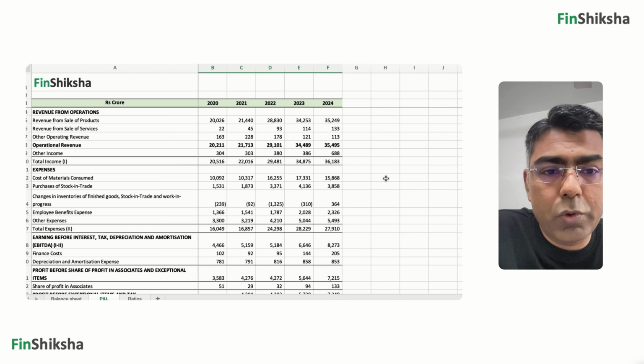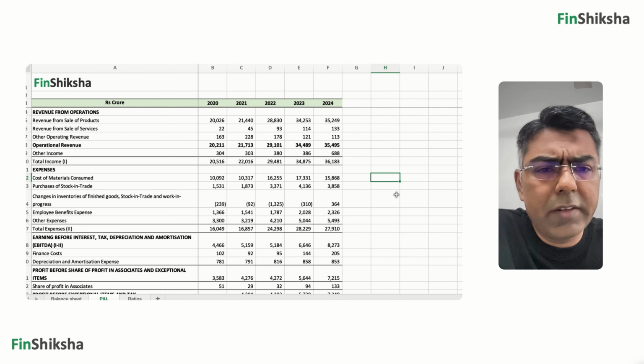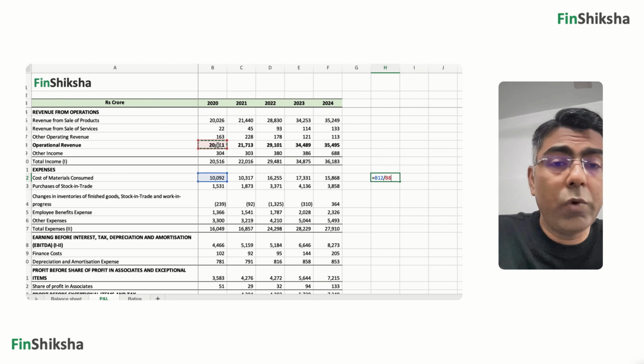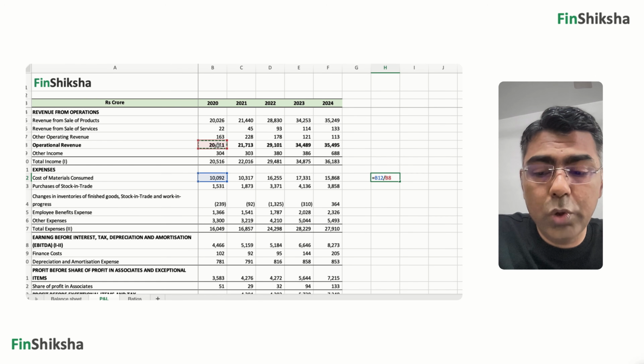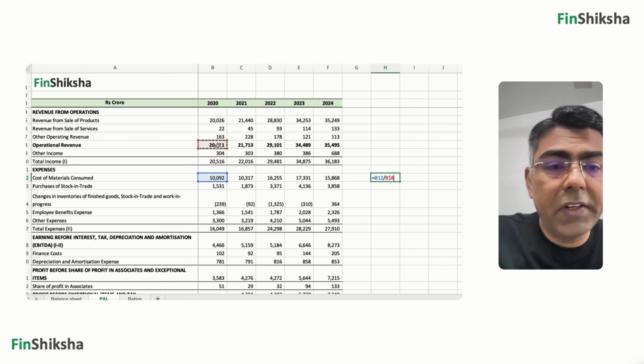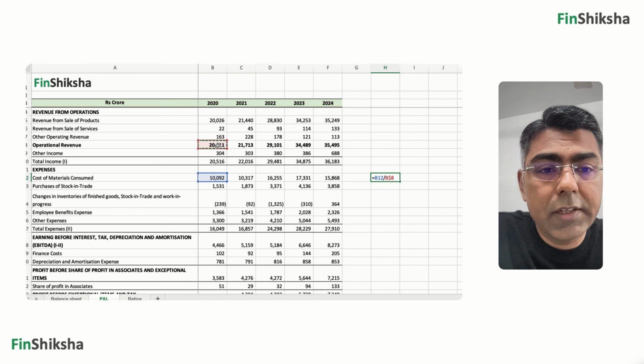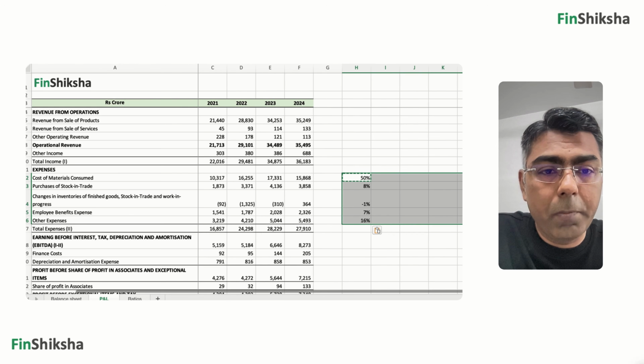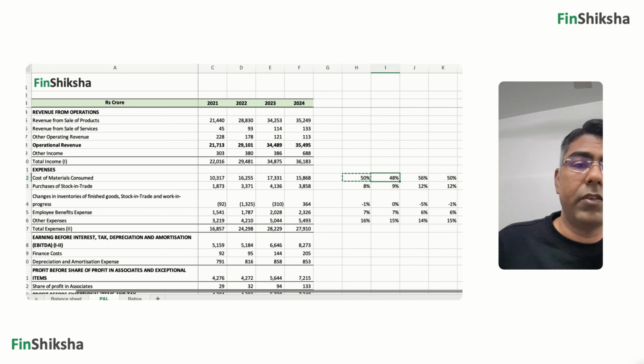On the P&L, what I'm going to do is just a simple vertical analysis. You can put up numbers like, okay, what is cost of materials purchased as a percentage of my sales, and I want to freeze the operational revenue row but not the column. So I will freeze the row $8 and I will put a percentage to this. I will pull this down. So I have all the major expenses that are there. Where are they coming from and what's happening across the years, right?